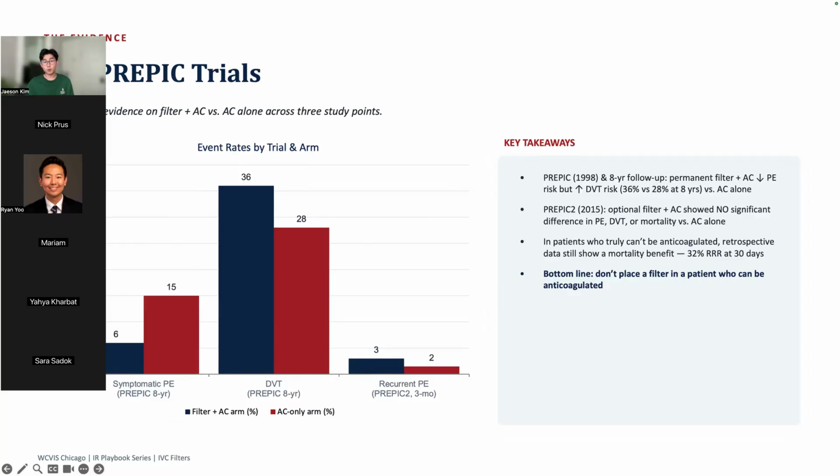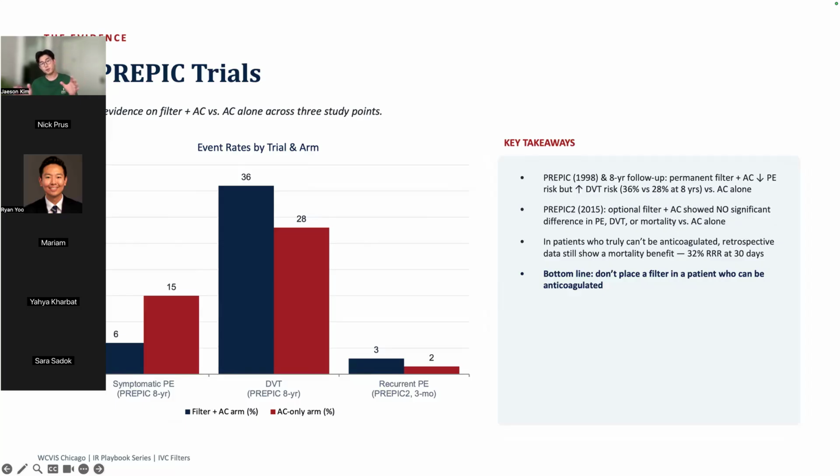And the 8-year follow-up told the same story over a longer period. Again, fewer PEs, but more leg clots, and that trade-off stuck around. Then came PREPIC 2 in 2015, and this is the one that changed how filters are used. This time they used the modern optional removable filter, and they compared blood thinners plus a filter against blood thinners alone, so two groups. But the result was no significant difference in PEs, no difference in DVTs, and no difference in survival. And so through this second run of trials, they learned that simply putting in filters didn't help.